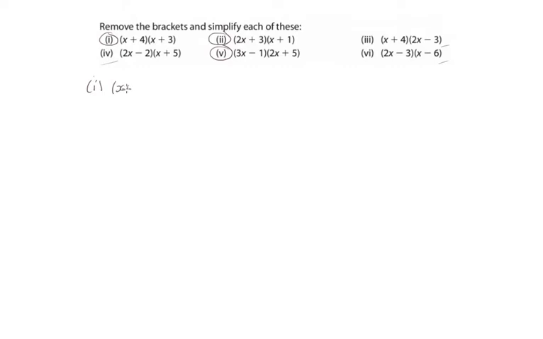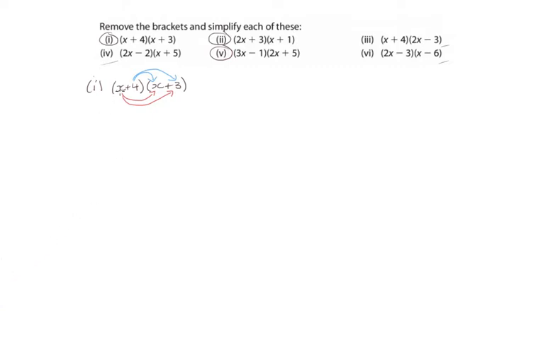So x plus 4 multiplied by x plus 3. Now remember, when we are multiplying brackets like this, the x here has to be multiplied by this x, and it also has to be multiplied by this 3. And the number 4 needs to be multiplied by this x, and also by this 3. That happens in all of these questions here, okay? All of these questions.